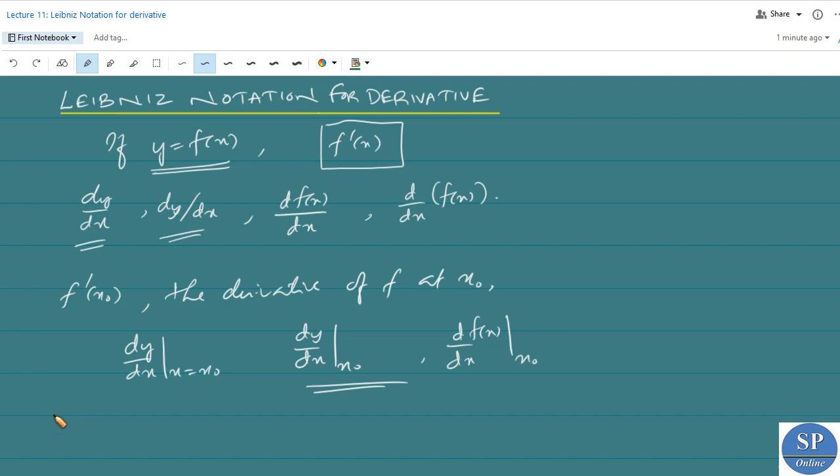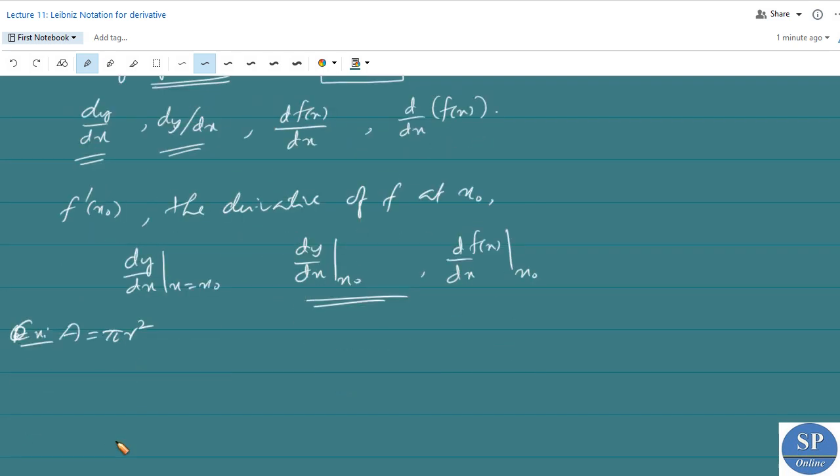For example, the area of a circle is A equals pi r square. So we have dA by dr, which is nothing but pi into the derivative of r square, which is 2r, that is 2 pi r. So we can use this notation dA by dr here. Here the dependent variable is A and the independent variable is r. This is called dy by dx, or the derivative of y with respect to x.